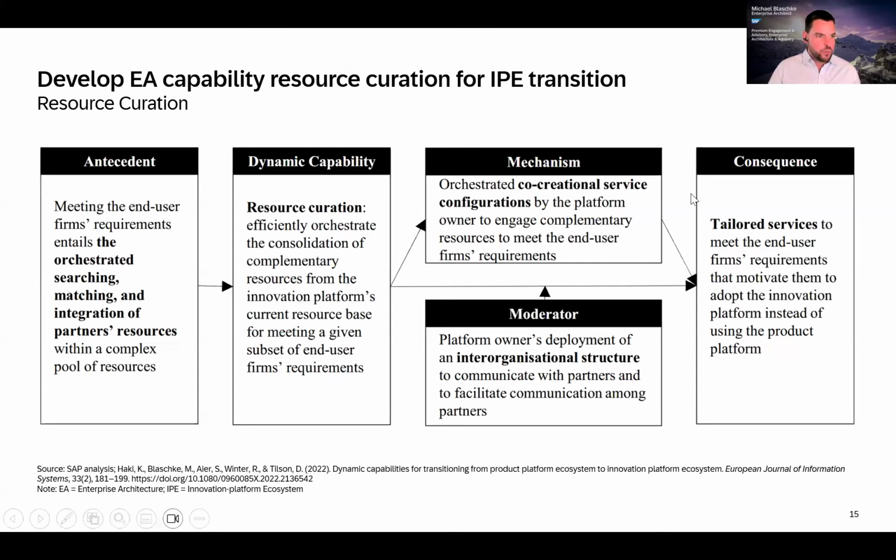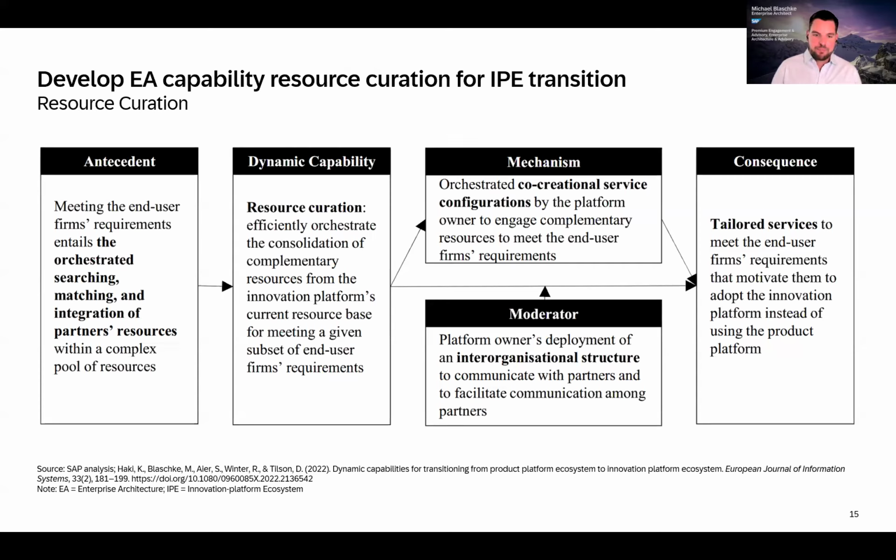The result or consequence of this is then the customer outcome, the tailored service. So customers then receive tailored solutions that address their specific needs without the complexity overhead that would be caused without the resource curation capability. Here, enterprise architecture really transforms the innovation platform from just another vendor into an indispensable business partner.